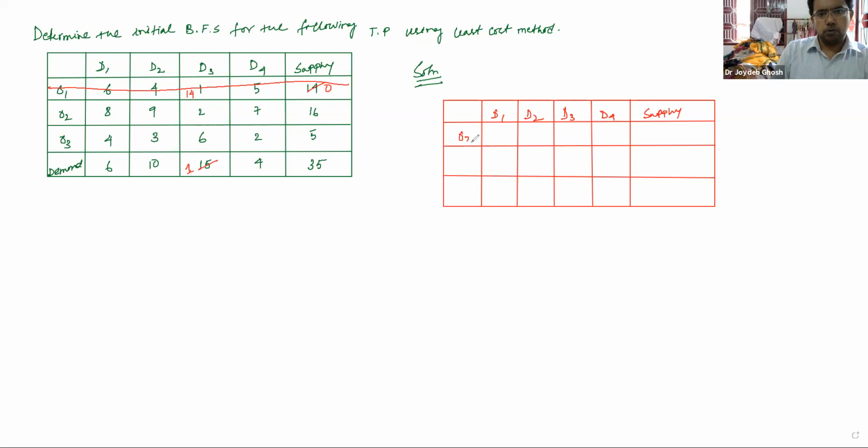So here it will be O2, O3, D1. So this is 8, 4, 6, 9, 3, 10, 2, 6, 1, 7, 2, 4, 16, and 5. So according to this, it has already been reduced. Okay.